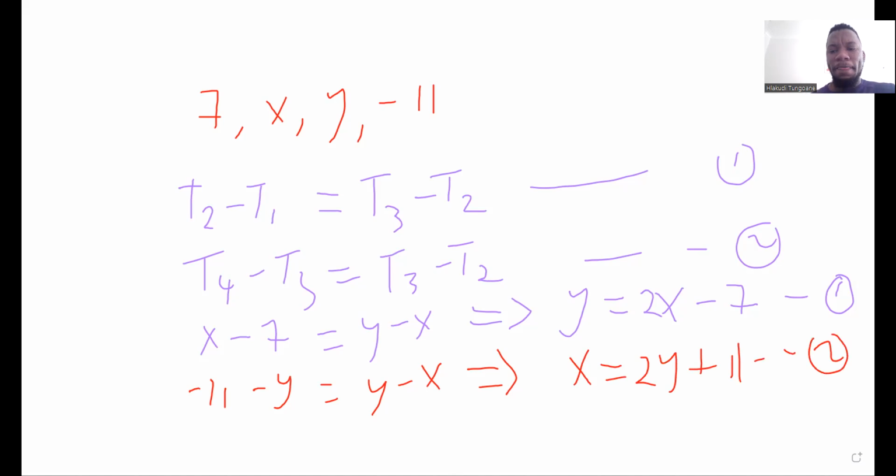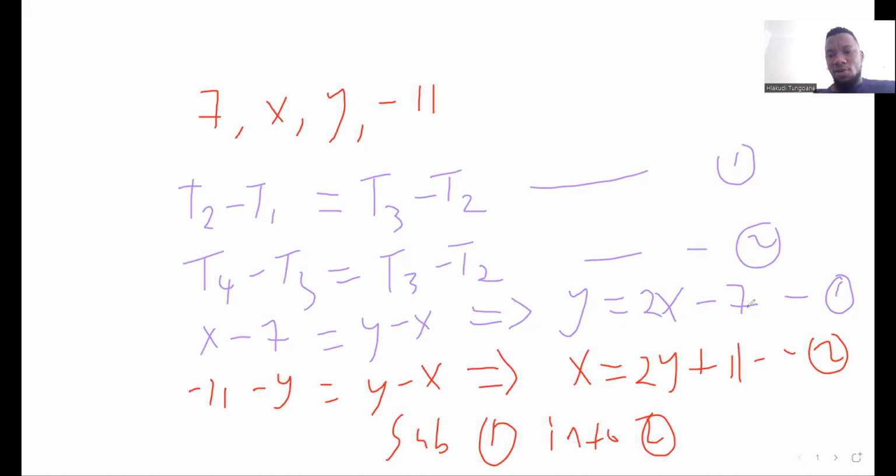That's equation 2, right? Okay, so at this point you can solve for x and y either by substituting y into equation 2, in other words substituting 2x minus 7 for y and solving for x, or you can substitute 2y plus 11 into 1 and then solve. I'm just going to substitute equation 1 into 2 in this case. So if you substitute 1 into 2, then you're going to have x equals 2.